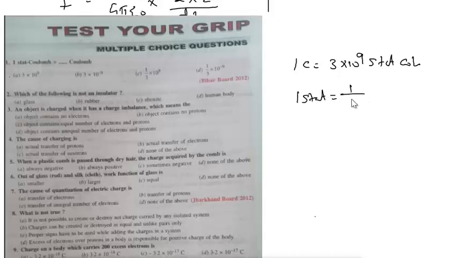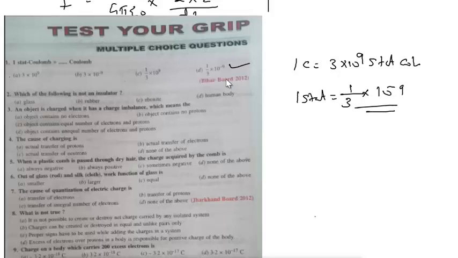Visible, right? First question: 1 stat coulomb equals dash coulomb. I already told you 1 coulomb equals 3 into 10 to the power 9 stat coulomb. Then 1 stat coulomb equals 1 by 3 into 10 to the power 9, so 10 to the power minus 9. So option D is correct.